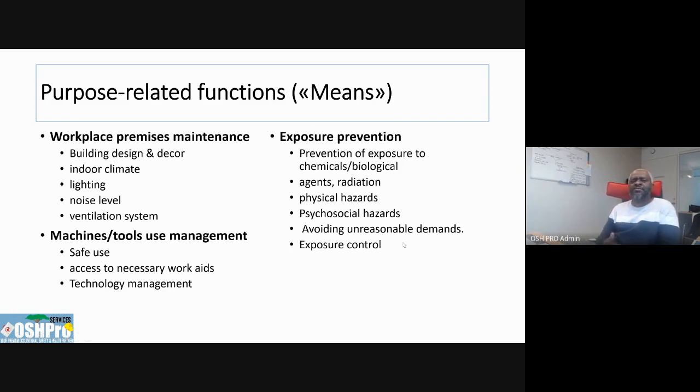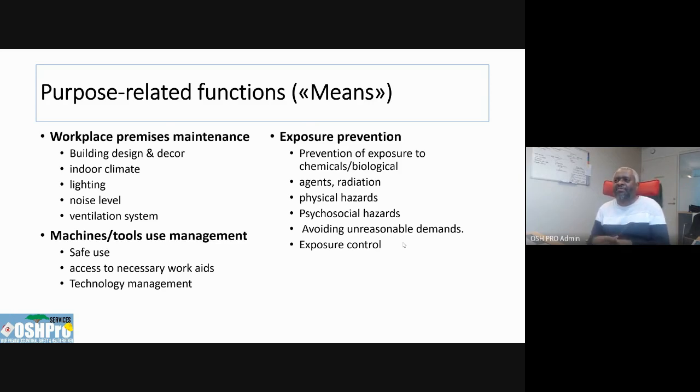Exposure prevention. We should always think about prevention of exposure to chemicals, to biological agents like bacteria, viruses, fungi, to radiation, and physical hazards like electricity. Those are physical hazards. The temperature of the place. And then we come to psychosocial hazards.